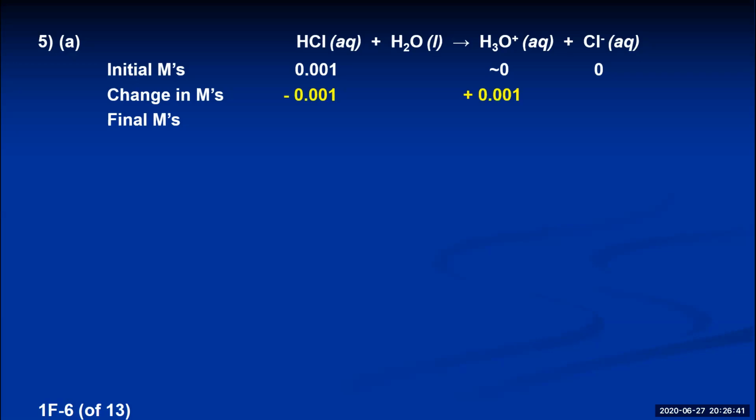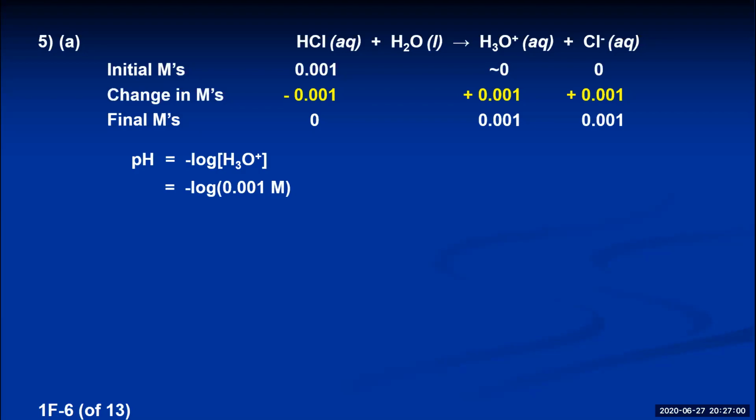You'll therefore form in a 1-to-1 ratio 0.001 molar of hydronium and 0.001 molar of chloride, and so therefore you'll have 0.001 molar of hydroniums in the solution. The negative log of the hydronium concentration is your pH, so you just take the negative log of 0.001. That's a 1 significant figure number, so your answer is going to be, as a logarithmic value, 1 digit past the decimal point. That comes out 3.0.